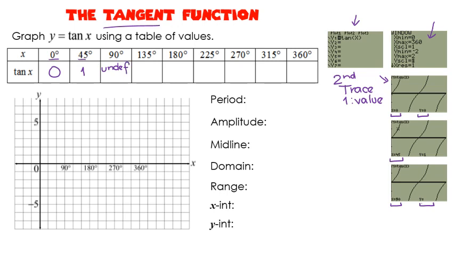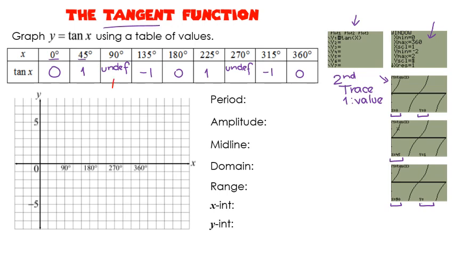And for 135, you're going to get negative 1. For 180, you're going to get 0. 225 will give you 1. And 270 will give you y is equal to blank again. So for now, we're just going to write undefined. At 315, you're going to get negative 1. And 360, you are going to get 0.